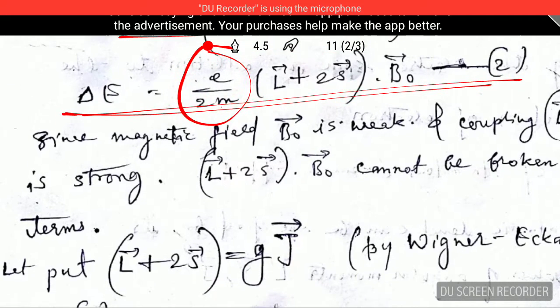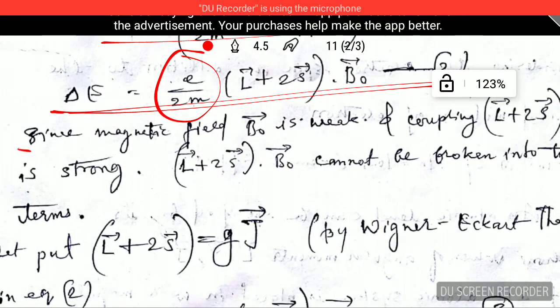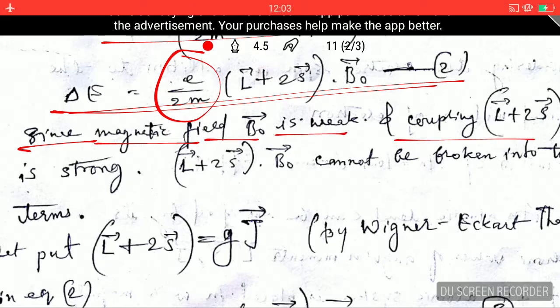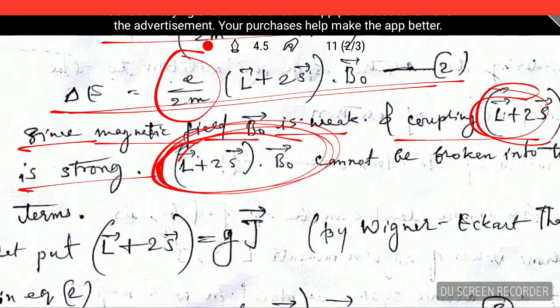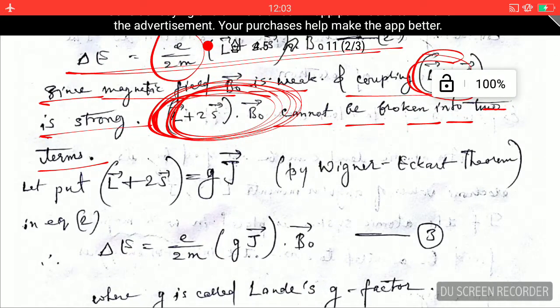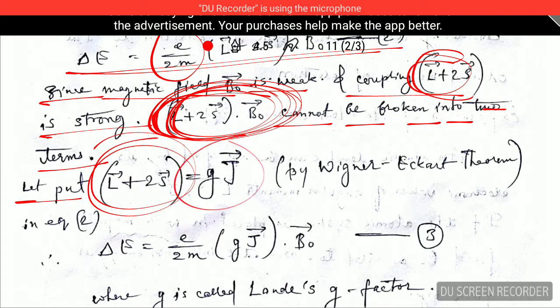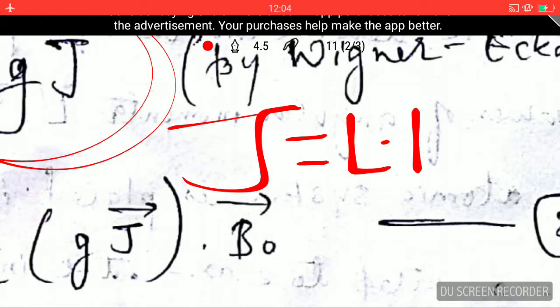Now in this equation there are some important concepts to understand that we have used. Since the magnetic field B0 is weak and the coupling L plus 2s is quite strong, that means the spin-orbit coupling is quite strong, this term cannot be broken down into two terms. So this cannot be broken into two terms. Let's put this quantity equal to g into J, where J equals L plus S.